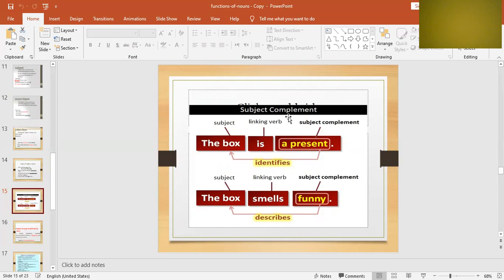Now, the box smells funny. It means it has a smell. It does not mean that it smells something. No, the box smells funny. It has a smell. The box smells funny. So "smells" is also a linking verb.